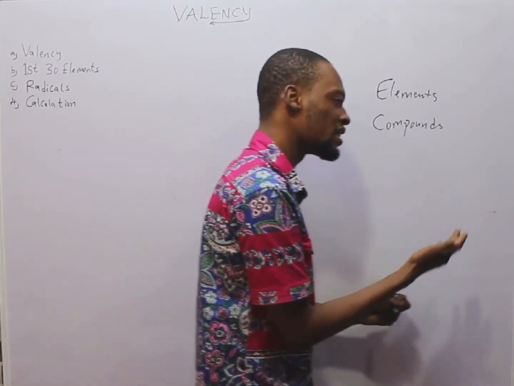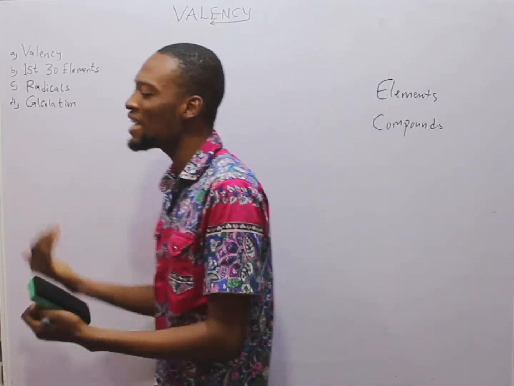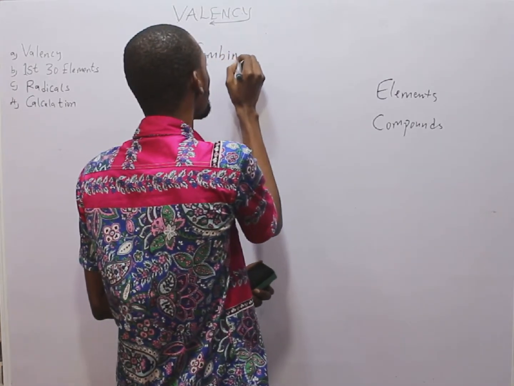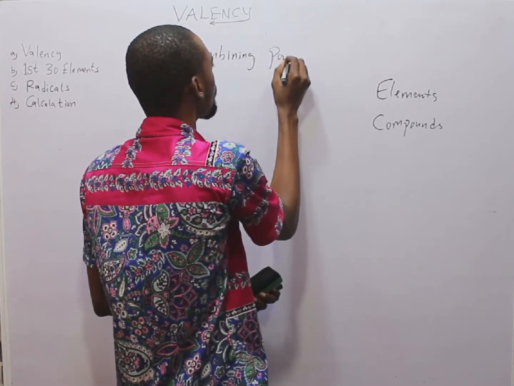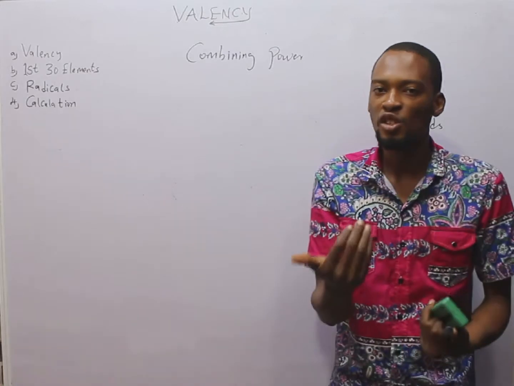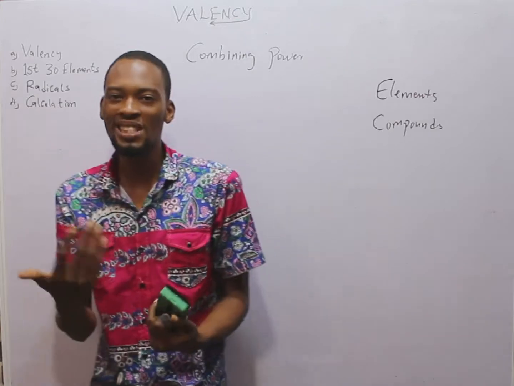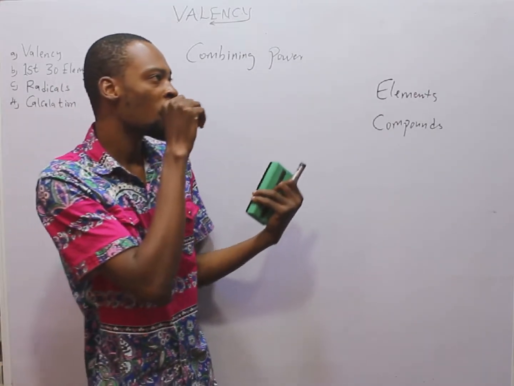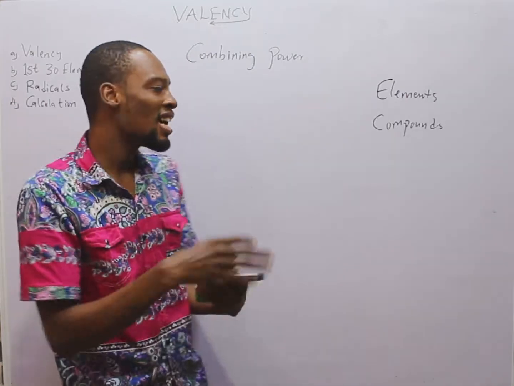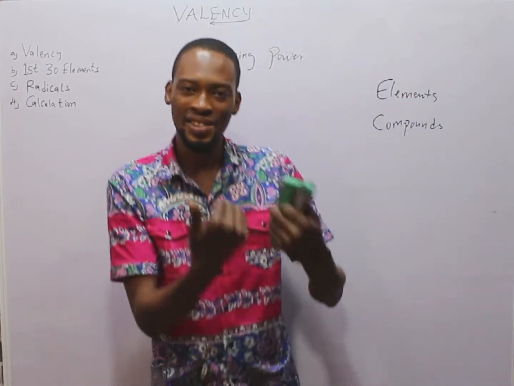What is valency? Valency is simply the combining power of an element. It means the power of an element to combine. Valency is also referred to as oxidation number. What is the power of an element to combine? It is simply how many electrons it can give out or how many electrons it can receive.